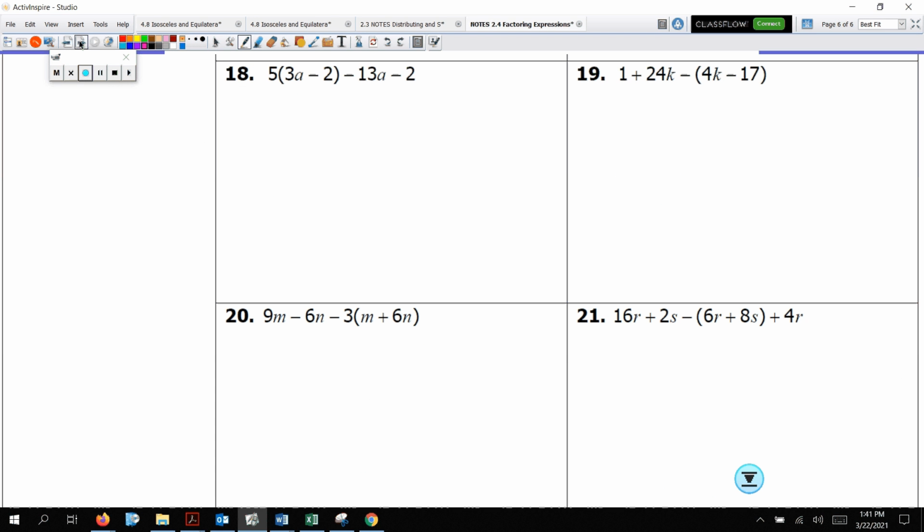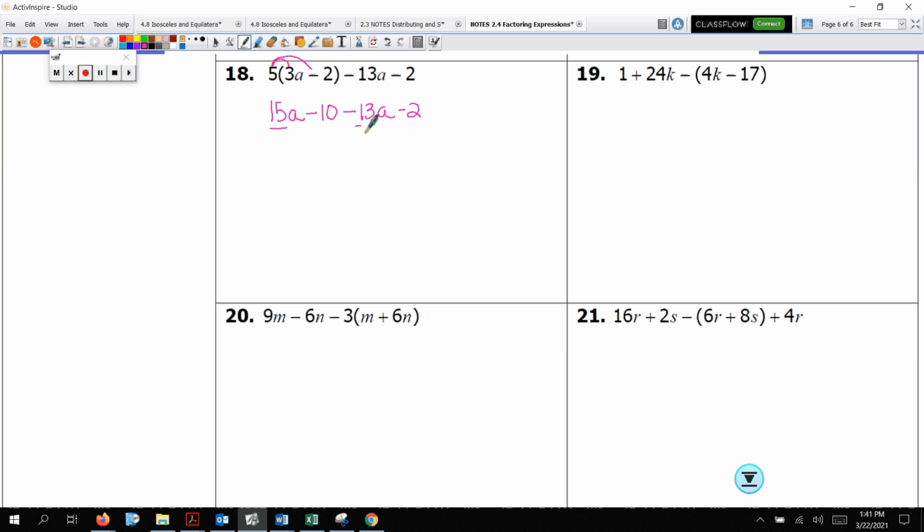All right, so the reason I wanted to do these together with you is because I need to distribute. So it's kind of weird, like we're building this up, and then we're going to break it down. So 5 times 3 is 15. 5 times negative 2 is negative 10. Make sure you write everything else down, just like we did on Monday, okay?